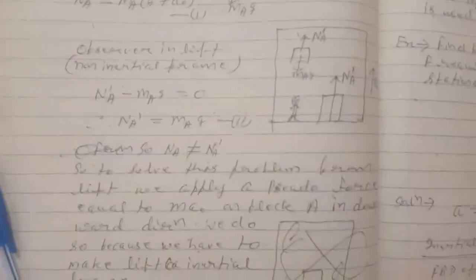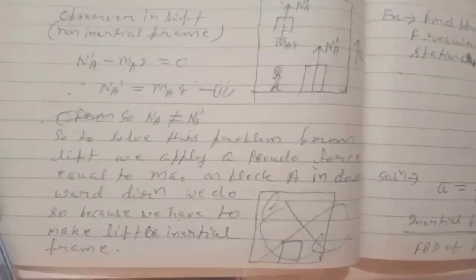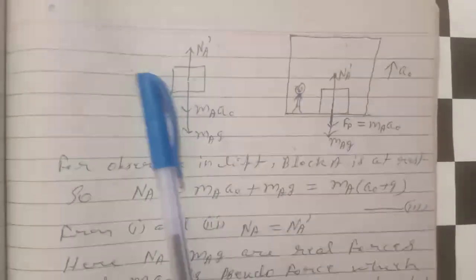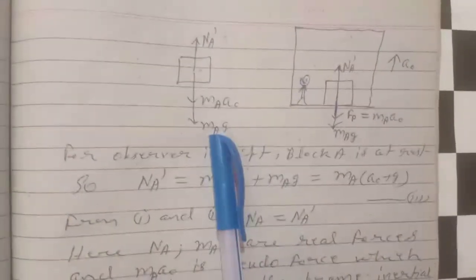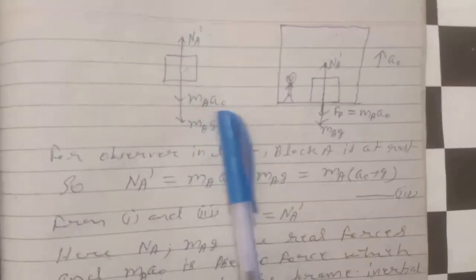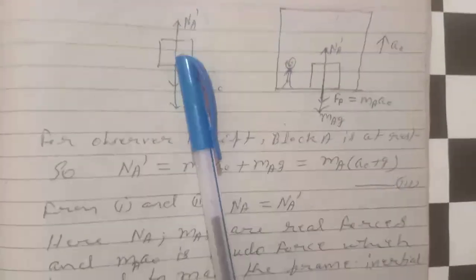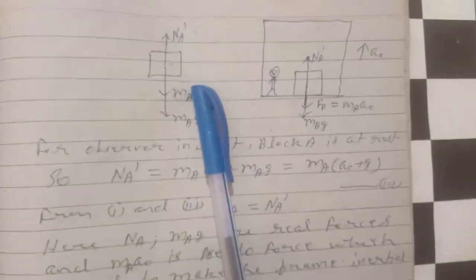So to solve this problem from the lift, we apply a pseudo force equal to m_A a naught on block A in the downward direction. We do so because we have to make the lift an inertial frame. Now the situation is shown here. The normal force is N_A dash in the upward direction, the weight of the body m_A g is in the downward direction, and a pseudo force m_A a naught has been applied on the body. Now we can apply Newton's law directly in this situation.